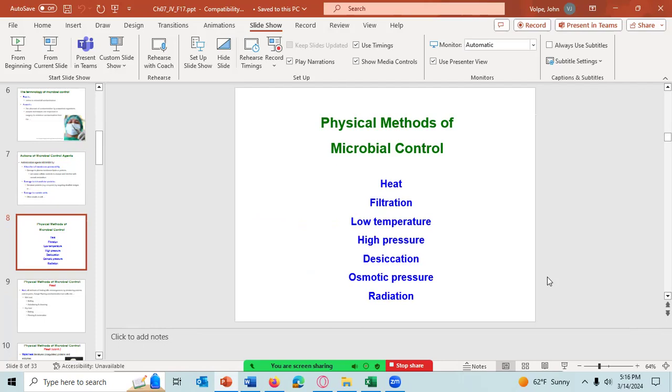All right, let's talk about the physical methods for controlling microbes. These are physical agents we use to control microbes. You can heat the microbes, filter them, apply low temperature, apply high pressure, or desiccate the cells. Osmotic pressure can also kill the cells. And you can use radiation as the last physical method to kill cells. Any question about any of that?